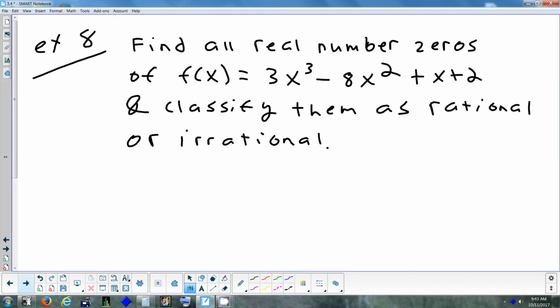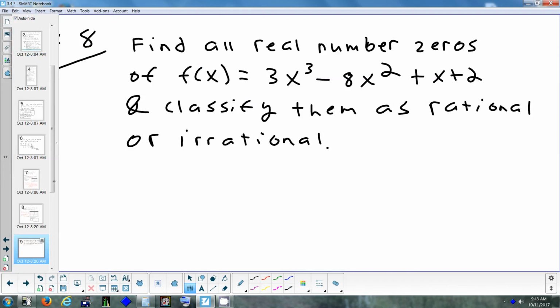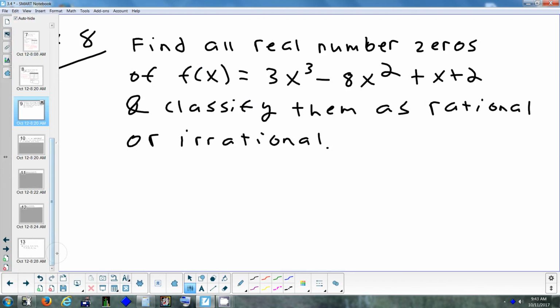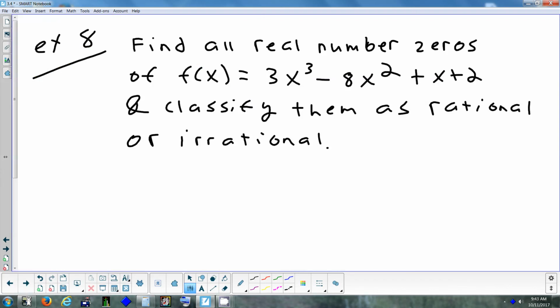All right, this one, they want you to find all roots and then classify them as either rational or irrational. So this time they don't just want the ones that can be written as fractions, they also want the other ones. All right, so P, let's see, plus or minus 1, plus or minus 2. Q, plus or minus 1, plus or minus 3.